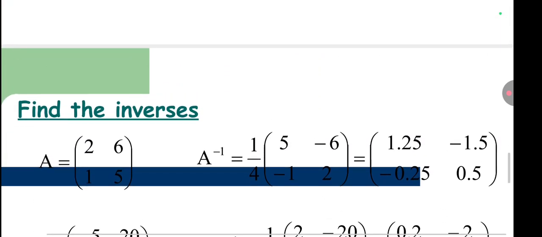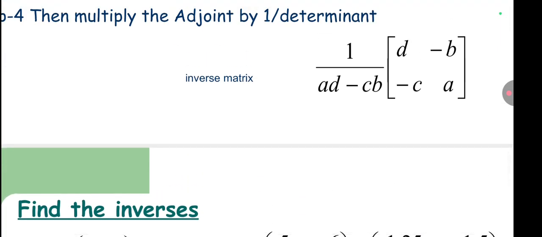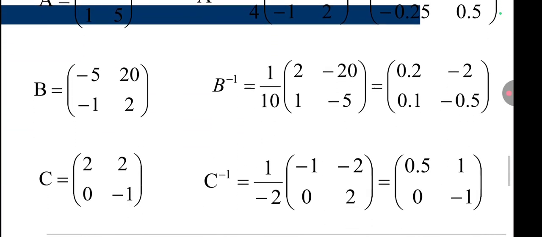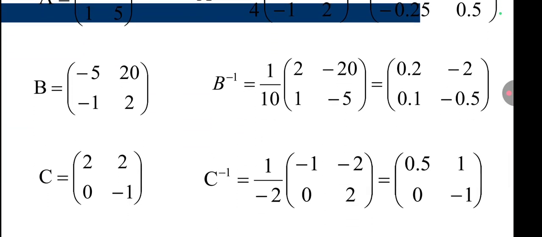We know the formula for the adjoint: D, minus B, minus C, A. You have to change the position of the main diagonal, so that we have 2, minus 5, and change the sign of the other diagonal elements, that is 1, minus 20. So therefore B inverse equals 1 by 10 into 2, minus 20, 1, minus 5. When you multiply 1 by 10 inside, we have 0.2, minus 2, 0.1, minus 0.5. This is the inverse of B matrix.